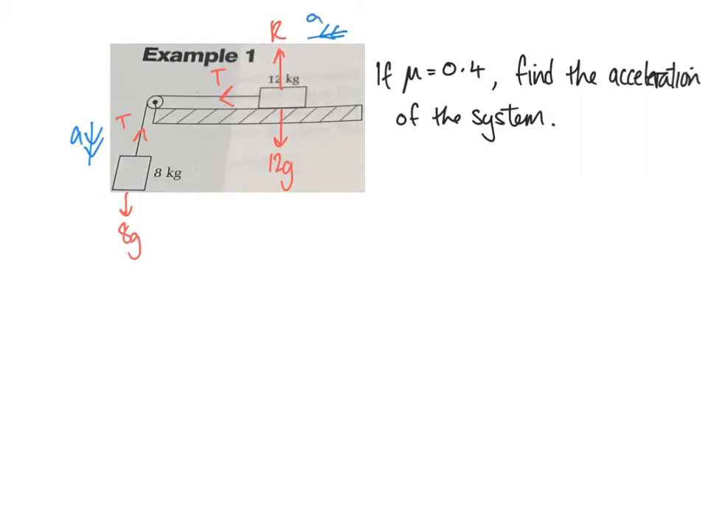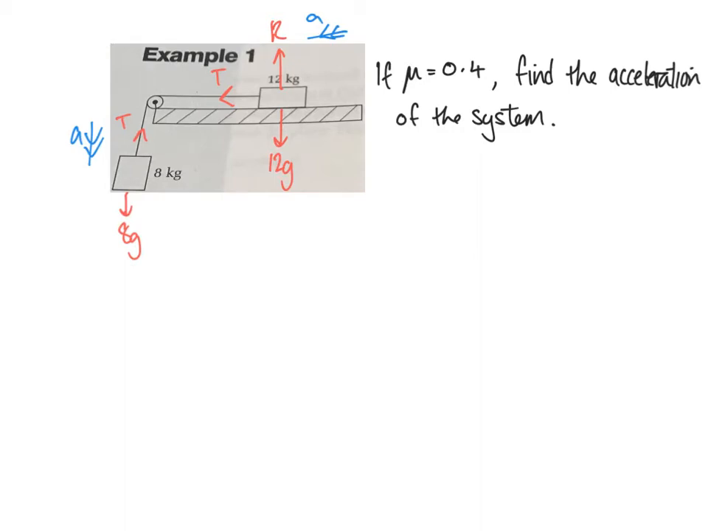And I can tell that this is going to go down. Because if I do a quick calculation of mu R here, mu times the normal reaction, you'll see the normal reaction here is 12g. And if you do 12g, you get 117.6, and if we multiply that by 0.4, we get 47.04 newtons. So the maximum frictional force is going to be 47.04. 8g is going to be much more than that. So this is going to cause this to go down, and so this will go across.